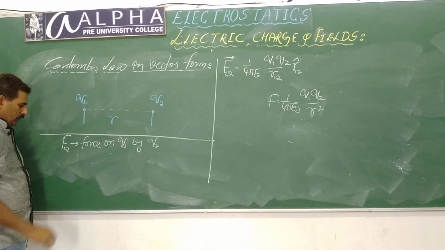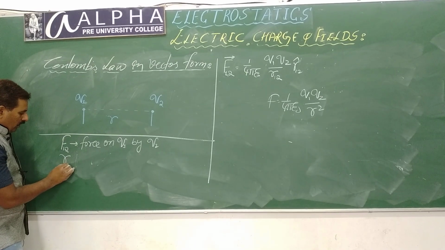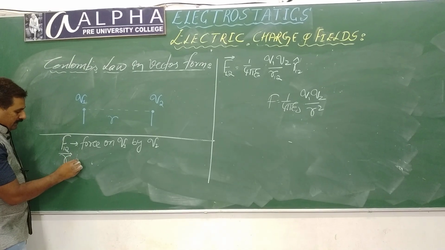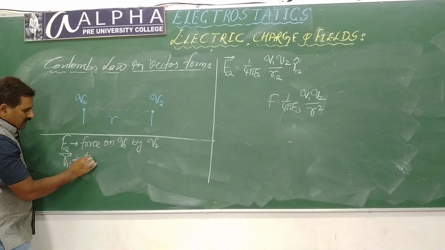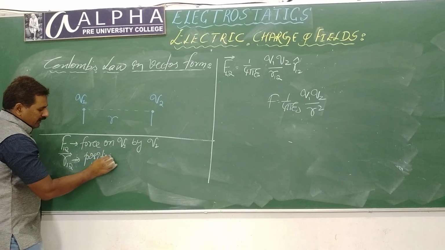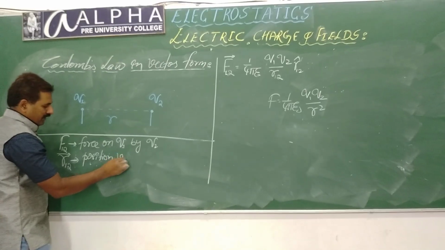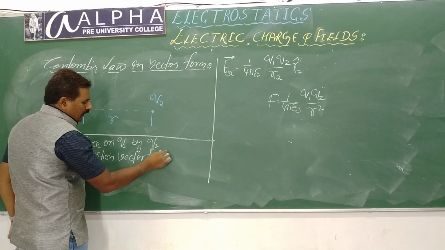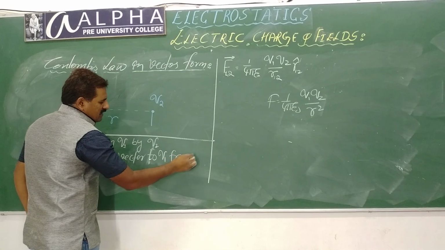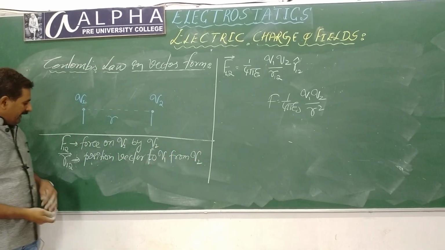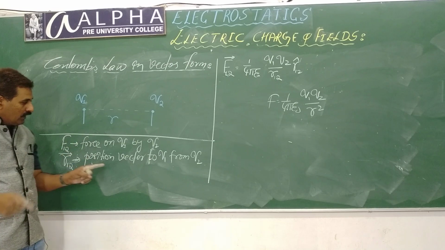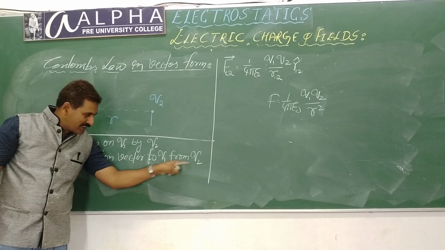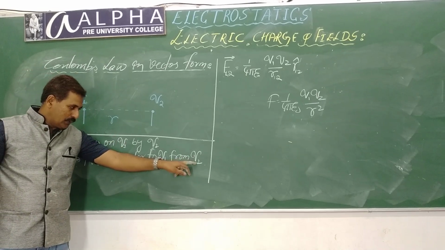Force on Q1 by Q2. And if I write R12, it is a position vector. Position vector means showing the position of a particle. Position vector to Q1 from which charge? Q2. If I write this together, you think the force experiencing charge is Q1, the force exerting charge is Q2. Force by Q2 on Q1.